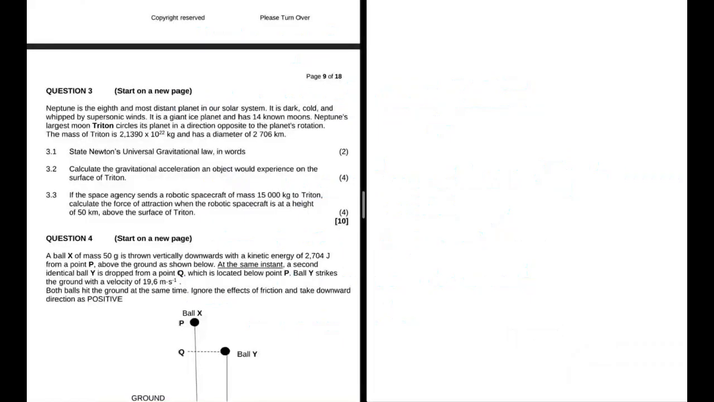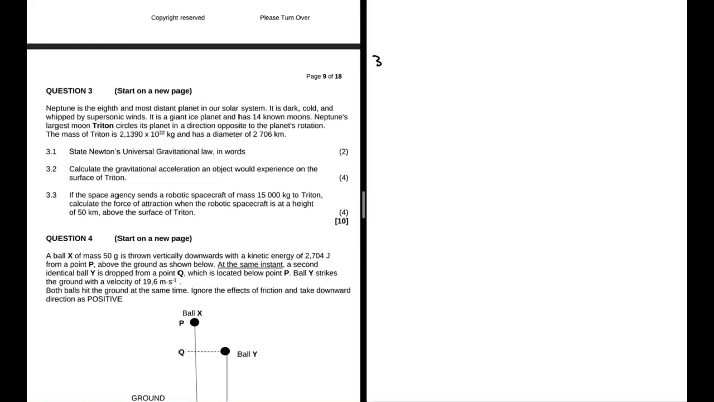Moons. Neptune's largest moon, Triton, circles its planet in a direction opposite to the planet's rotation. The mass of Triton is 2.139 times 10 to the 22 kgs, and it has a diameter of 2,706 kilometers.